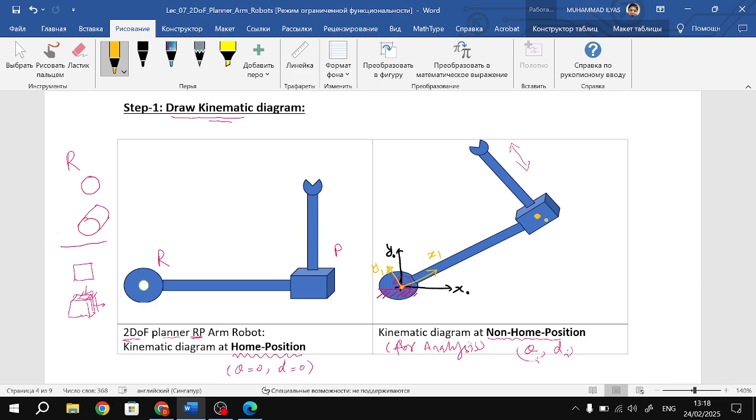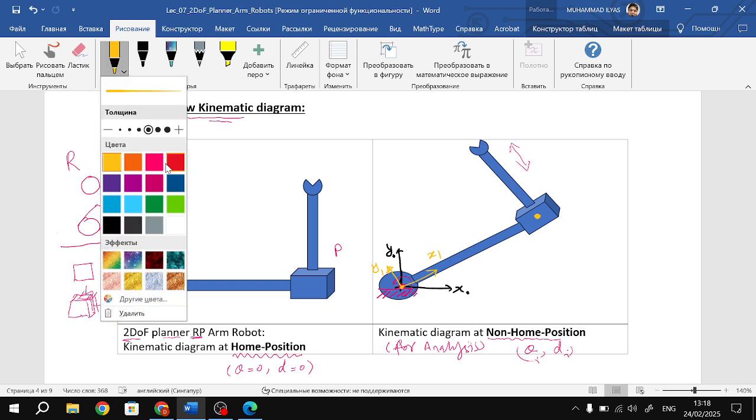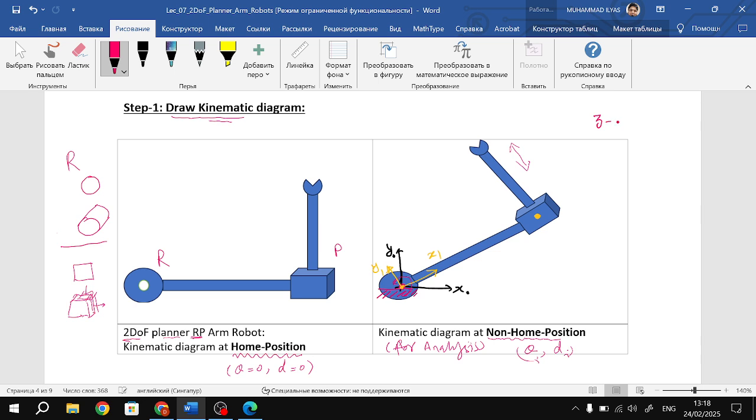So what is the rule we said? What is the rule when you attach a frame? Do you remember? First we fix the z-axis. The z-axis should be in the direction of motion. This is our first step. First we decide about the z-axis: direction of motion or rotation, right? If it is a revolute joint or a prismatic joint.